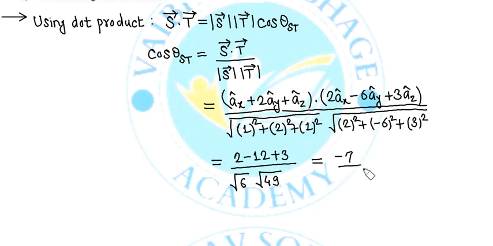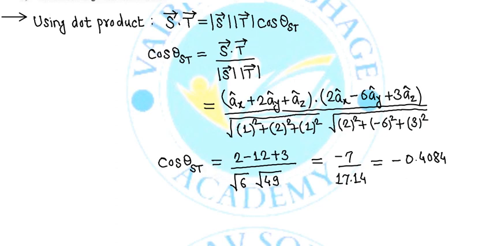Now if you simplify that one, so you will find that cos of the theta in between s and t is equals to minus 7 divided by 17.14, which will be equals to what? Sorry, there is something missing over here. 17.14, and its further simplification, it will give you the value of minus 0.4084. Now this is what? This is the cos of the angle in between your vectors s and t.